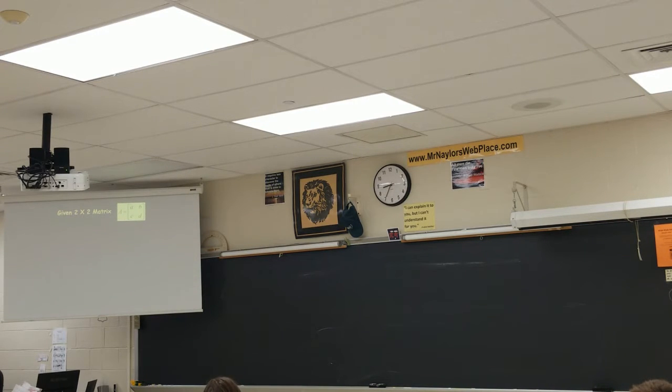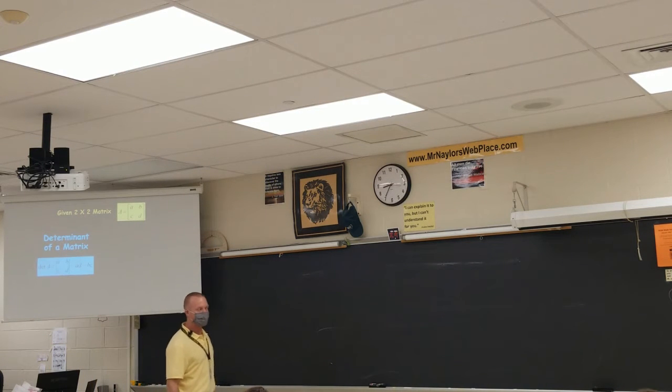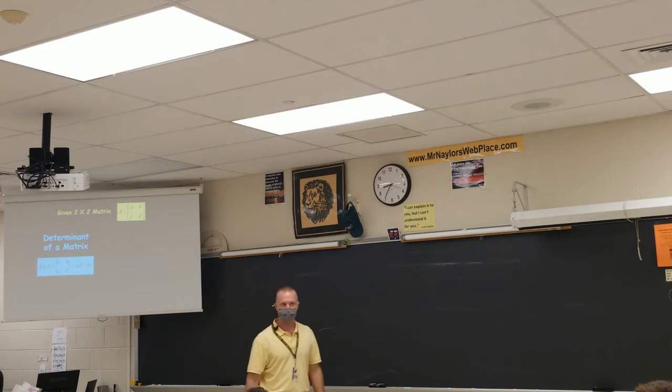So, what's the determinant? Well, it's a formula. And it's a formula that says that all you got to do is multiply the diagonals. Now the diagonal would be A times D. So I multiply, and that's why you see AD. The other diagonal would be B times C. So I multiply, and that's why you see BC. So you multiply the diagonals and subtract.